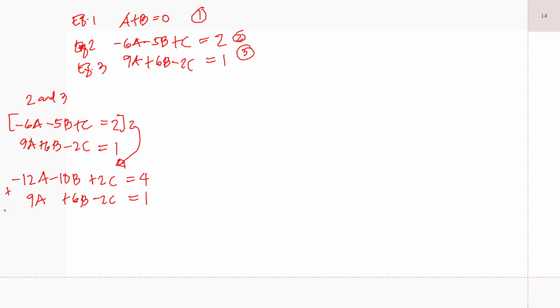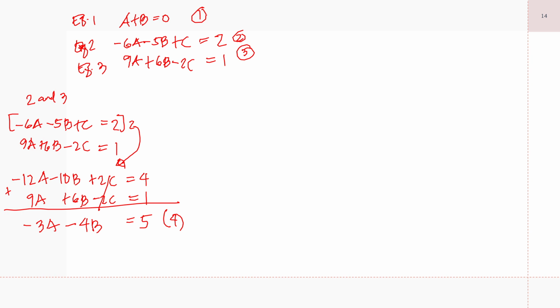So we are going to add. Negative 12a and 9a, the result is negative 3a. And negative 4b, and this is 5. This is our equation 4. Okay, equation 4.